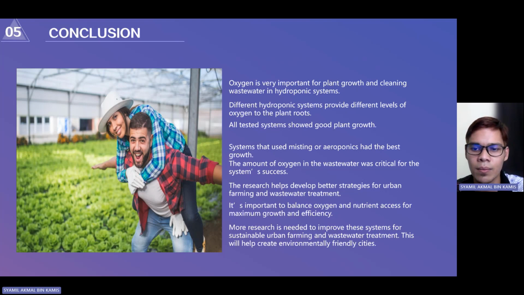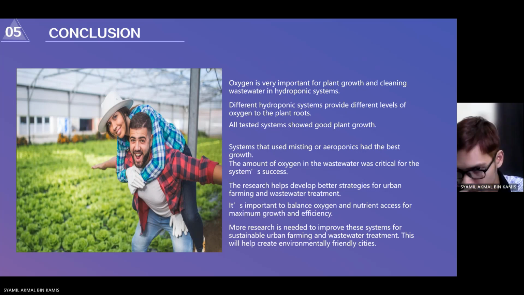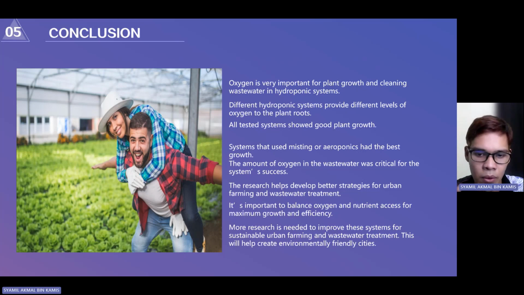The research has developed better strategies for urban farming and wastewater treatment. It is important to balance oxygen and nutrient access for maximum growth and efficiency. Lastly, more research is needed to improve the system for sustainable urban farming and wastewater treatment. This will help create environmentally friendly cities.